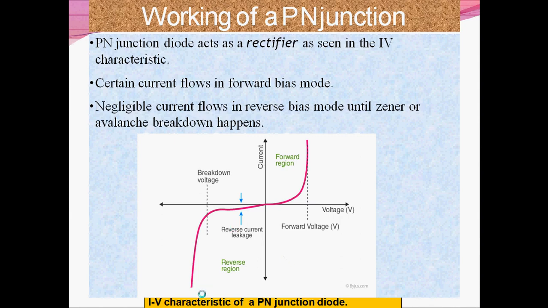This IV characteristic of a PN junction diode shows that initially in forward bias condition, when the voltage is above 0.3 volt, the forward current increases sharply. It will act as a conductor. And the reverse saturation current is a negligible current flowing when the diode is in reverse bias. When the voltage across the PN junction is beyond the limit, at the breakdown voltage, maximum current flows through the circuit. This is the reverse current.